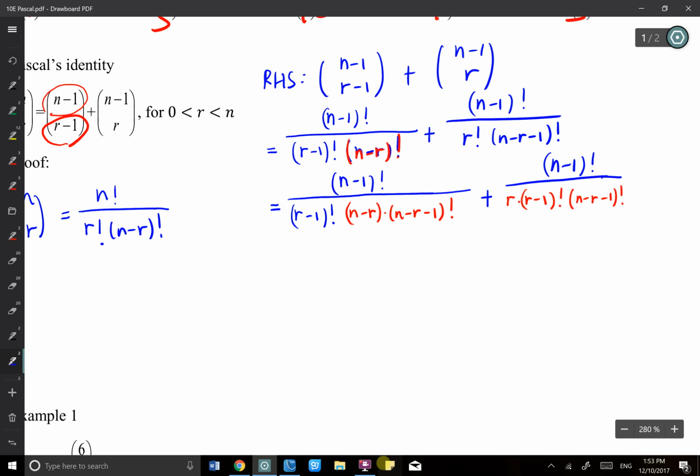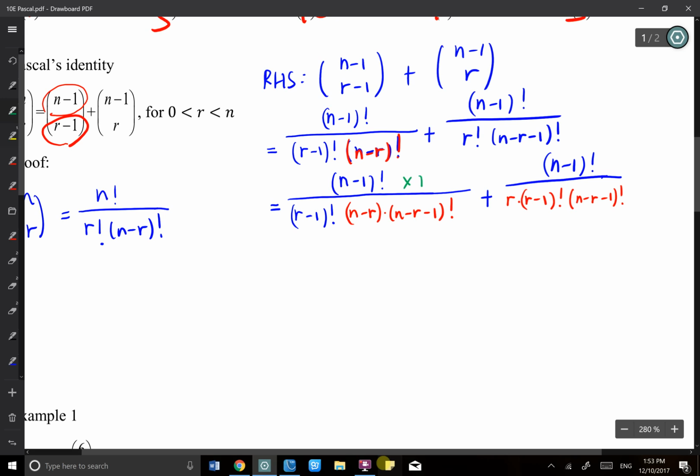Okay, I will use green color. I will times r here, and I will times n minus, oh, I should use another color, n minus r here. Okay, can you see that now they all look the same? Can you see they look the same now, like the denominator?